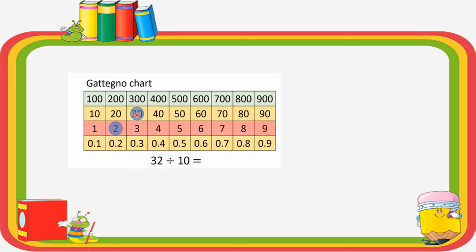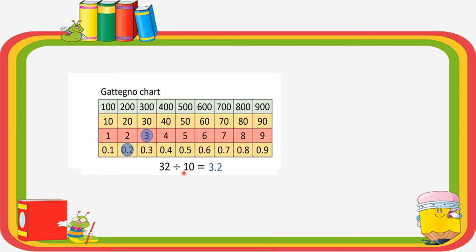So here is our 30 and then 2, here is 2. So we're going to move 1 place down, 1 place down, because we are dividing by 10. And when we move 1 place down, from 30 down here we have 3, and then from 2 down here we have 0.2. So 3 plus 0.2 gives us 3.2. So you can either use your counters, the place value grid, or the Gattegno chart to help you when you are dividing by 10.